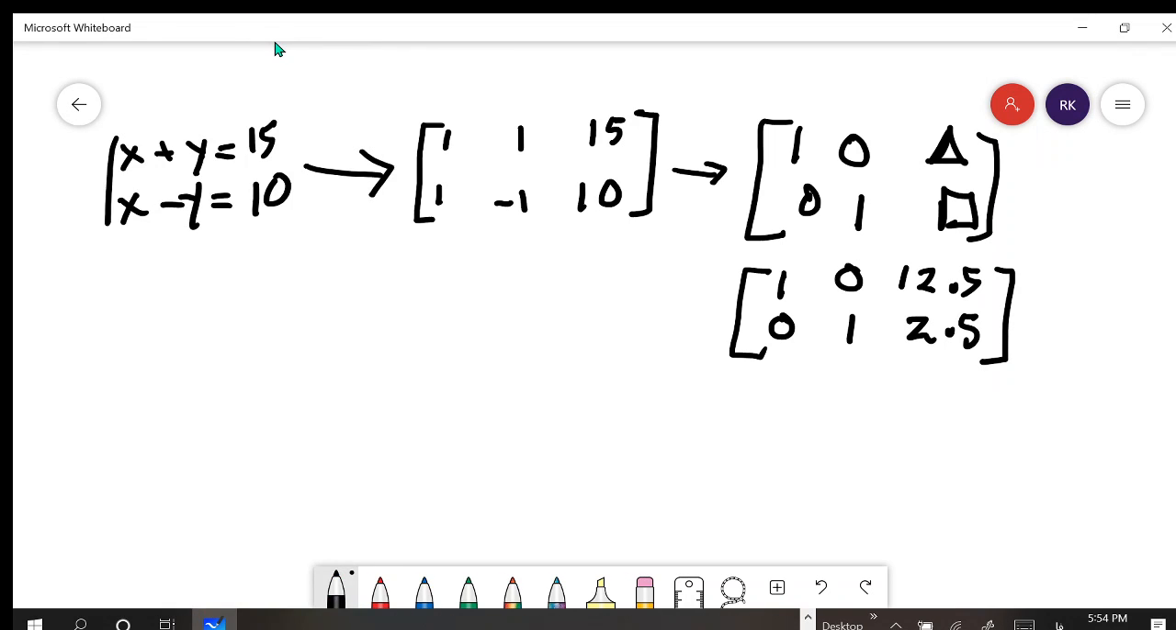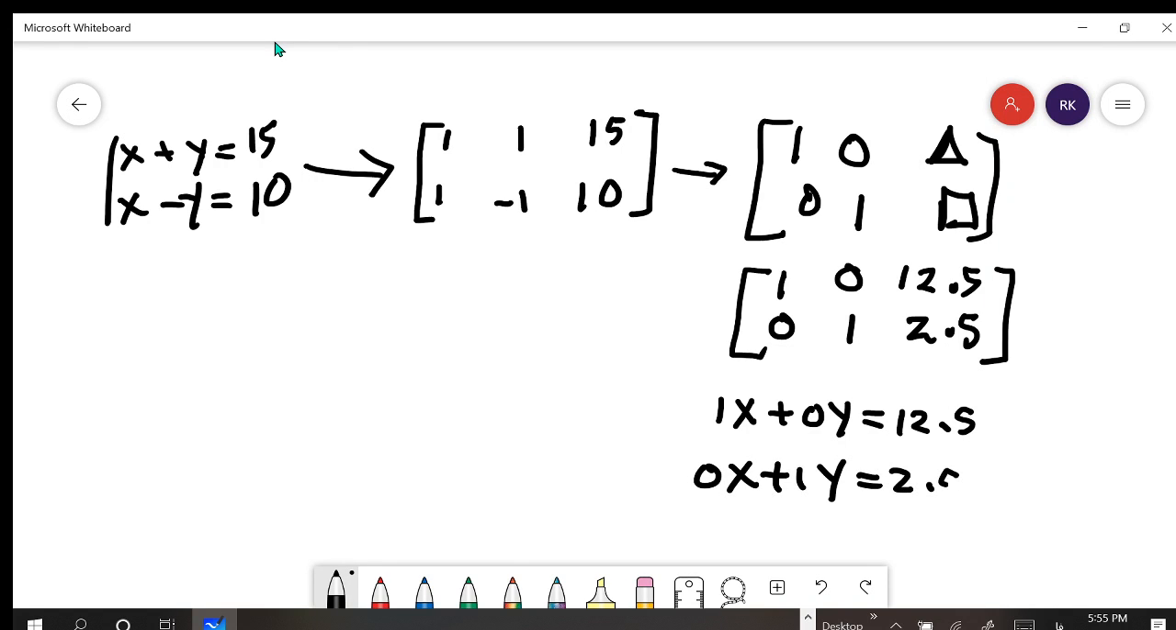And now we know that this is really 1 and 0 here. So if I want to convert that to a system, it will look like this: 1 times x plus 0 times y equals 12.5, and 0 times x plus 1 times y equals 2.5. And obviously, x is 12.5 and y is 2.5. So you see, it's very easy to solve using the Gaussian elimination method.